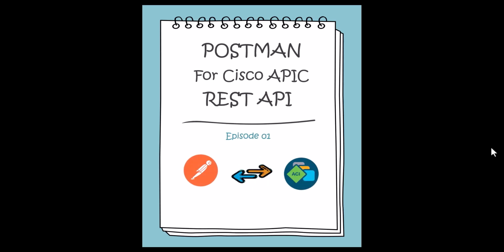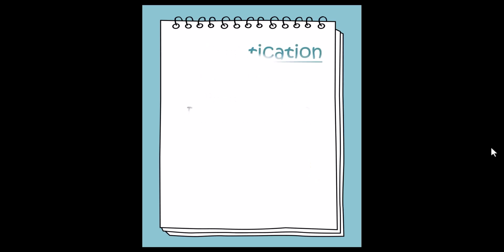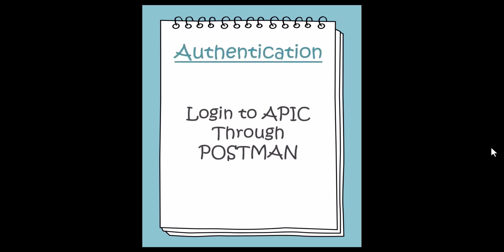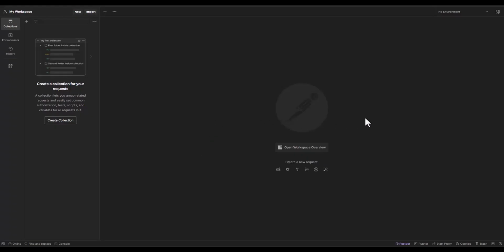I'm going to make a quick guide for how to control your ACI EPIC through Postman. This is episode 1. We are going to talk about the authentication part. It will be a quick guide to show you how to log in to EPIC through Postman. Let's do it quickly. So let's start.